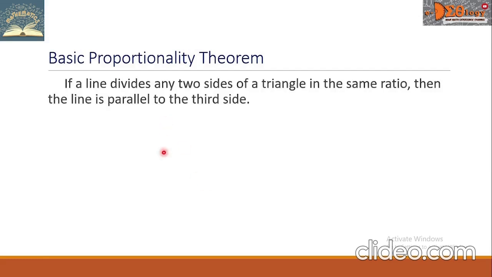This is the converse of that theorem. If a line divides any two sides of a triangle in the same ratio, then the line is parallel to the third side.